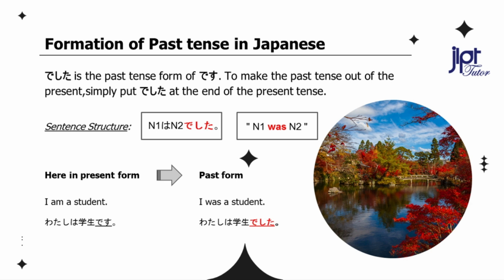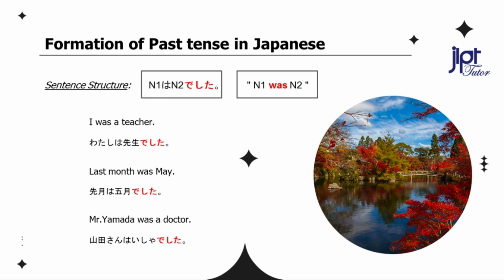Here, in present form, I am a student is 私は学生です。 Whereas in the past form, I was a student will be 私は学生でした。 Simply replace desu with deshita to make it a past sentence. Similarly, I was a teacher will be 私は先生でした。 Try and make some more sentences like this.